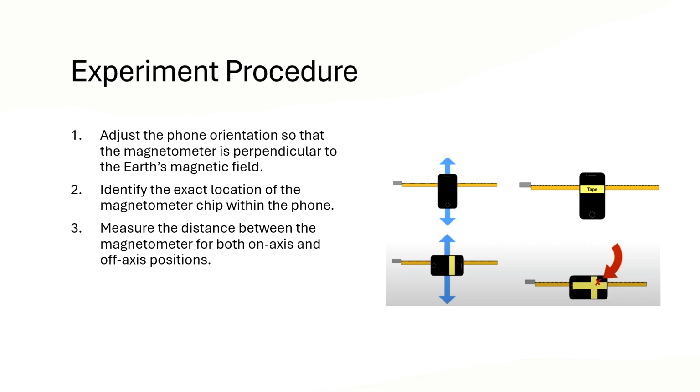On this slide we have the experiment procedures. As you can see on the right is kind of a visualized example, and we would adjust the phone's orientation so that the magnetometer is perpendicular to the Earth's magnetic field. And then we would identify the exact location of the magnetometer chip within the phone, and measure the distance between the magnetometer from both on-axis and off-axis positions.